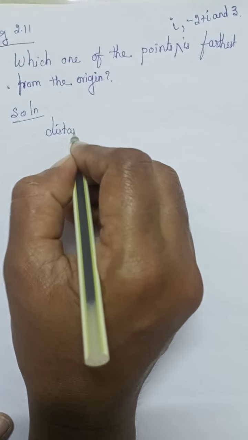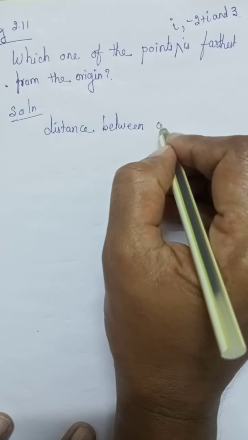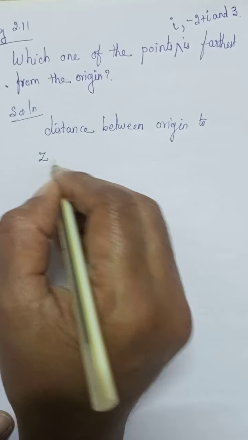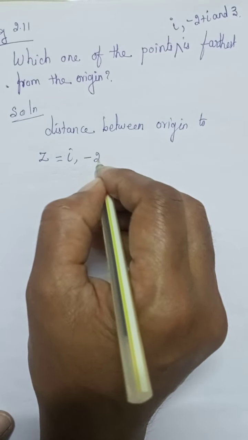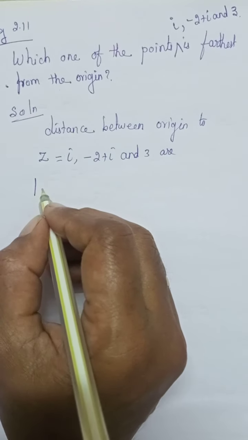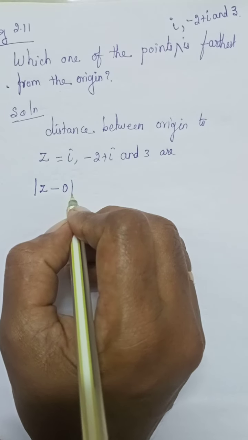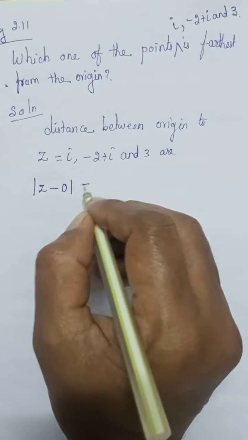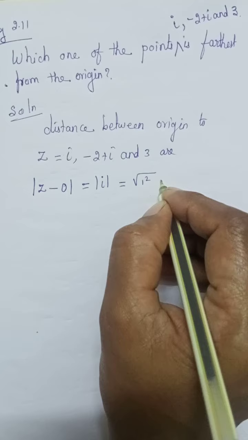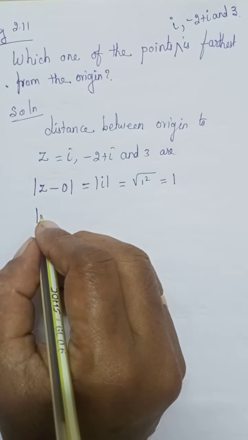Say distance between origin and Z, that I am taking as Z. The values are i, minus 2 plus i and 3. All actually modulus, that is Z minus 0. The origin is 0, isn't it? So for all you can find out the modulus value. Say modulus i. If I take only i, we get root 1 square, which is equal to 1. Now the same way for the second value.